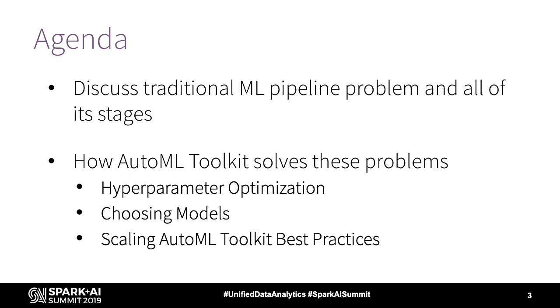So we'll start off by talking through the traditional stages of machine learning and a machine learning pipeline and what that looks like at a current state. And then we'll move into talking a little bit about the AutoML Toolkit specifically and how it works to solve these problems, things like hyperparameter optimization, choosing different models, and scaling it to a few best practices.